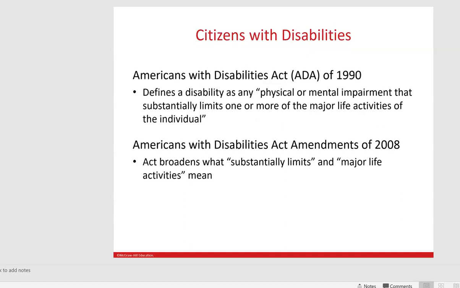The Americans with Disabilities Act, or the ADA of 1990, defines a disability as any physical or mental impairment that substantially limits one or more of the major life activities of an individual. The ADA was amended in 2008 to broaden the definition of what substantially limits major life activities actually means.